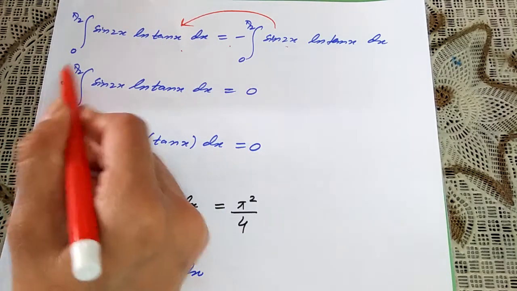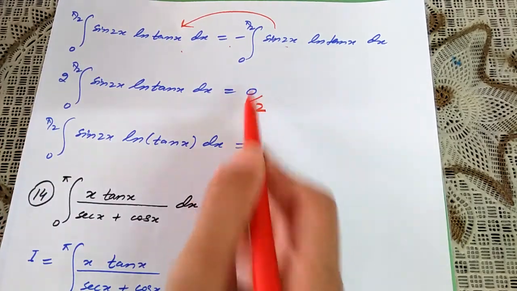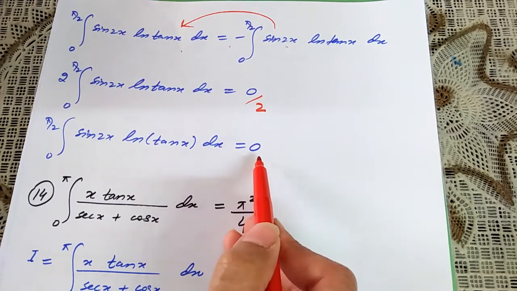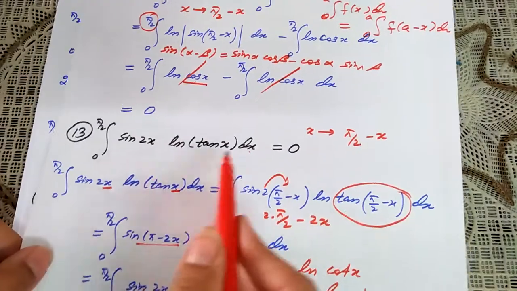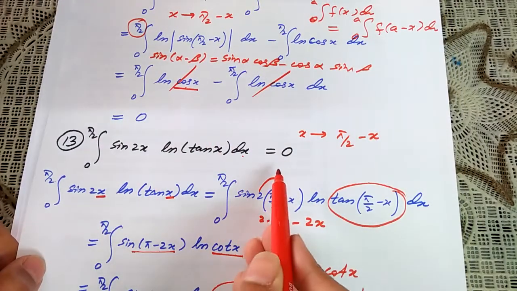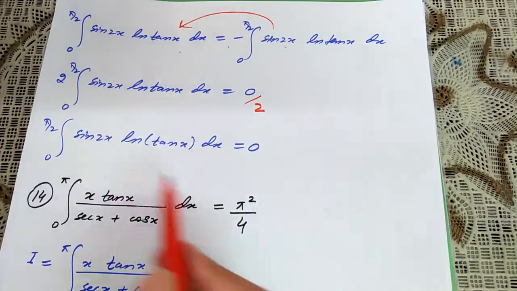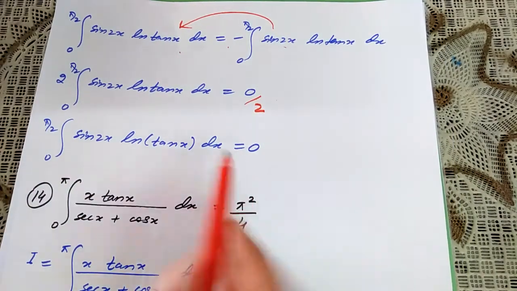Now I can move this 2 on the other side. It will be divided. So I will get here 0 in my answer. So the same thing we need to prove in this question, that this integral is equals to 0. So I proved here that this integral is equals to 0.